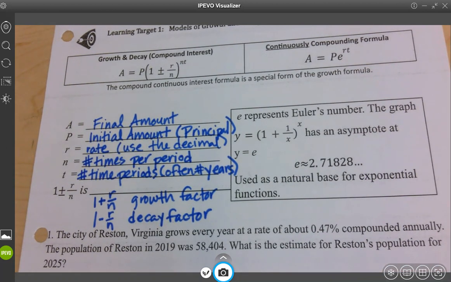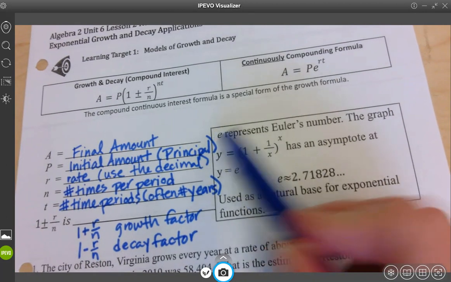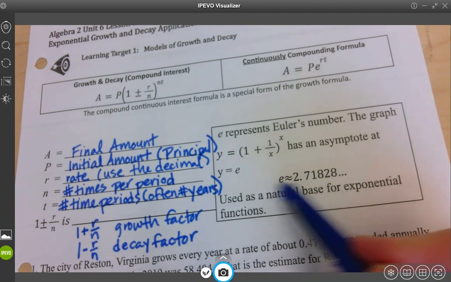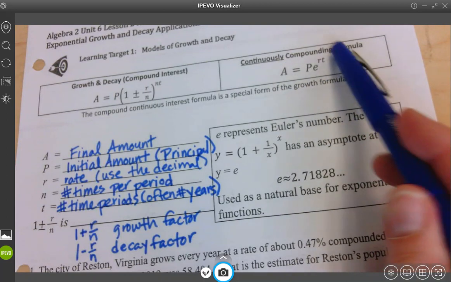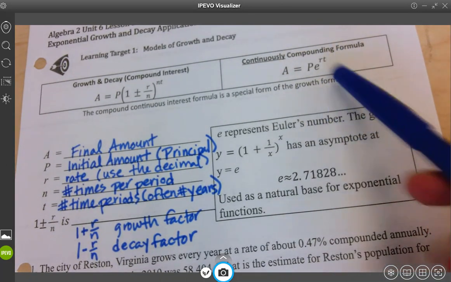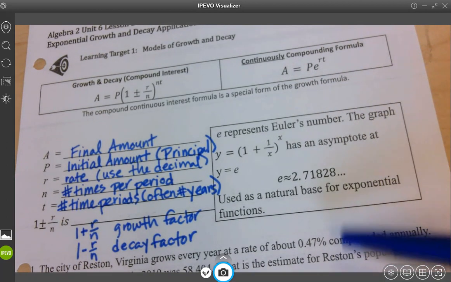Anyway, so you don't need to know all of this about E. You do need to know that it's approximately equal to this number if we have to calculate things. And we're going to be using this formula. A lot of people think of it as A equals PERT, but you have to remember that the RT is the exponent. Okay? All right, so let's go on to the problems and let's see if we can make sense of these.